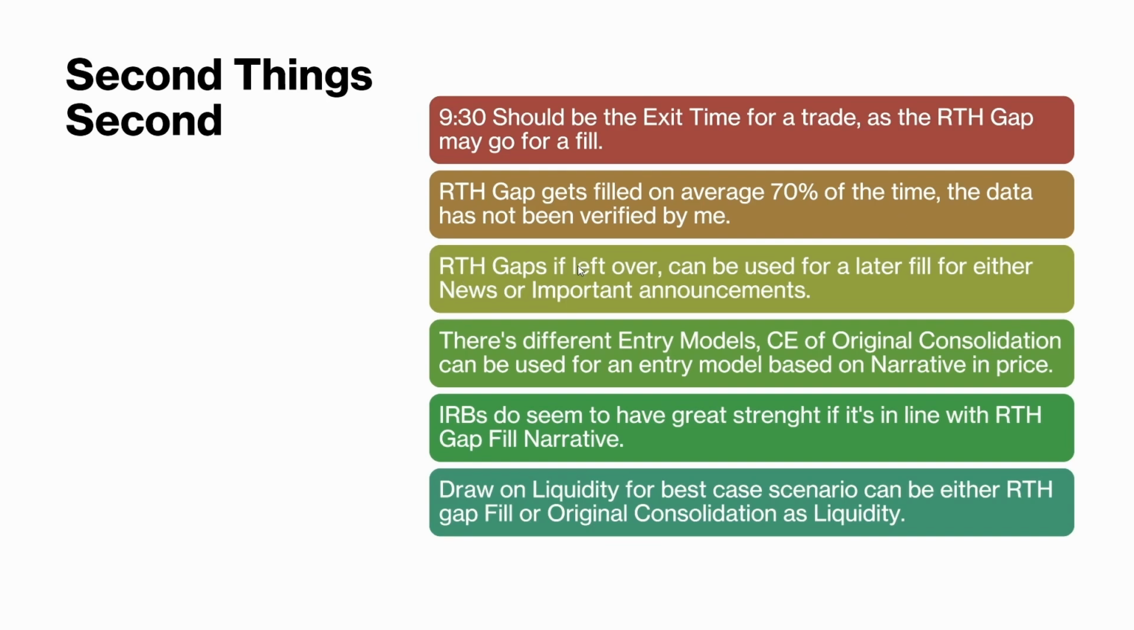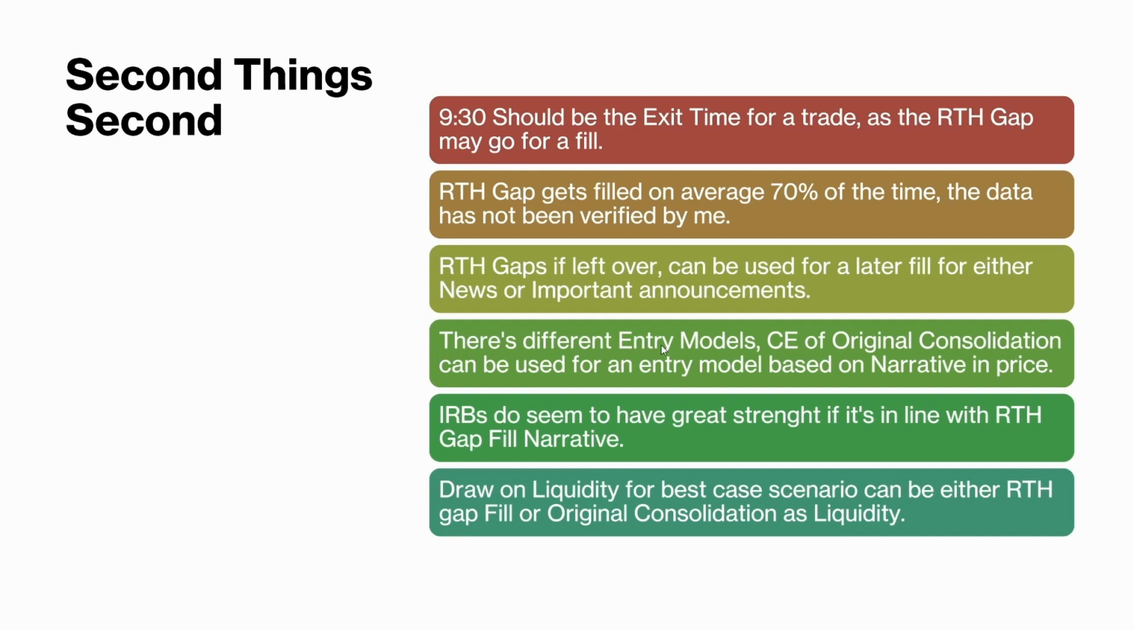If there's RTH gaps left over, they can be used later for a fill for either news or important announcements, okay? So, as an example, how Trump had the tariff announcement, you can kind of gauge by looking at the RTH gaps that we did go for almost a full fill of two different RTH gaps. So that's just something that I want you guys to look at.